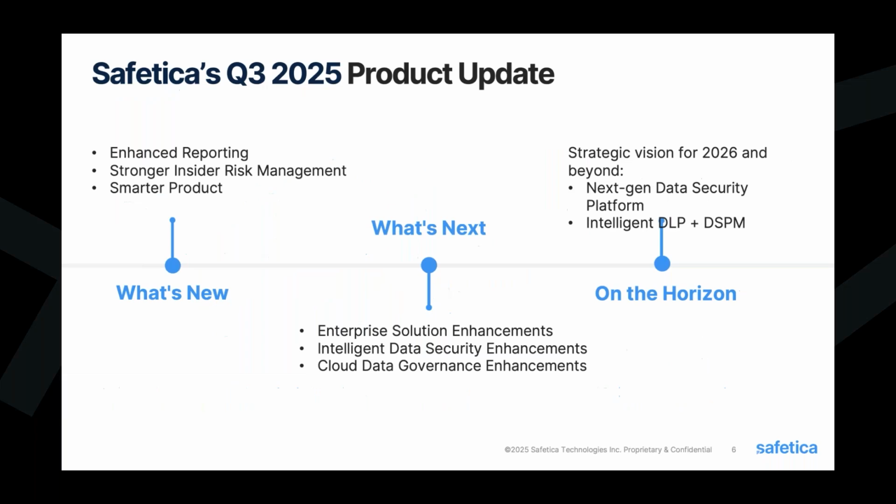So to give you a look at what we're going to focus on today, Jan will go into what's new, including our enhanced reporting capabilities, stronger insider risk management functionality and automation and smart product updates. And then for a look at what's next, Peter will discuss our plans and progress in building a next-gen data security platform, looking at the enhancements coming for our enterprise solution and intelligent data security and cloud data governance. And then we'll wrap up with more details on the future vision for our product for 2026 and beyond.